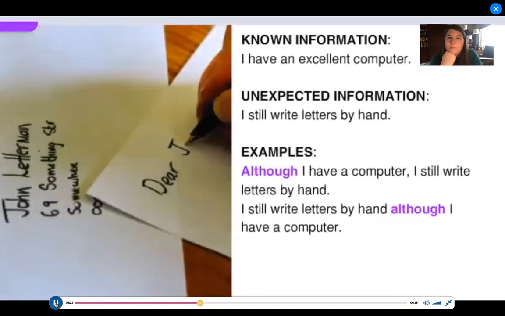Known information: I have an excellent computer. Unexpected information: I still write letters by hand. Examples: Although I have a computer, I still write letters by hand. I still write letters by hand, although I have a computer. Is this true for you? It's true for me. Although I have a laptop and a nice computer, I like to write letters by hand.